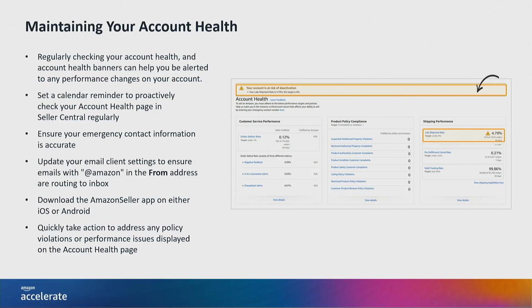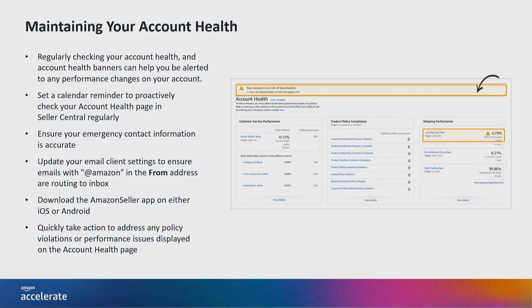As I mentioned before, you can stay on top of your account health when you're on the go using the Amazon Seller app, which is available on both iOS and Android. And finally, and I don't mean to sound repetitive, it's important to address issues early and often as they appear on your account health page.